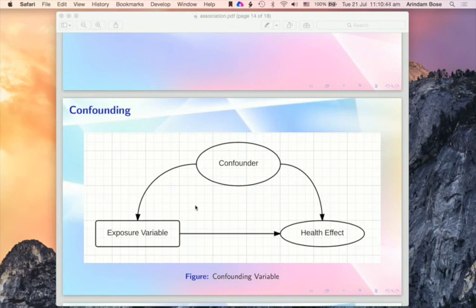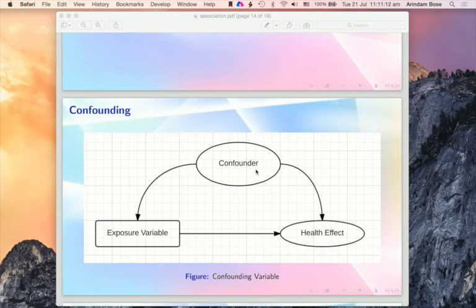And urine cotinine levels are also influenced by active smoking, and therefore there is a close correlation between active smoking and passive smoking in this particular example. And because active smoking is also associated with the health effect under study, which is lung cancer, such a variable can confound the association between environmental tobacco smoke and any particular health effect that we get to see. So that is the nature of a confounding variable.